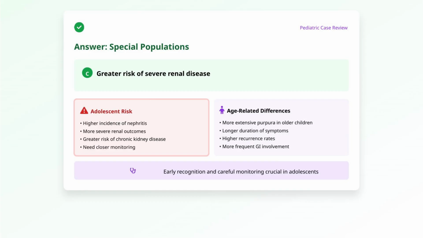Adolescents with Henoch Schönlein Purpura have a greater risk of developing severe renal disease compared to younger children. This includes a higher incidence of nephritis and more severe long-term renal outcomes. The purpura may also be more extensive in older children. These age-related differences highlight the importance of early recognition and careful monitoring in adolescents with HSP.